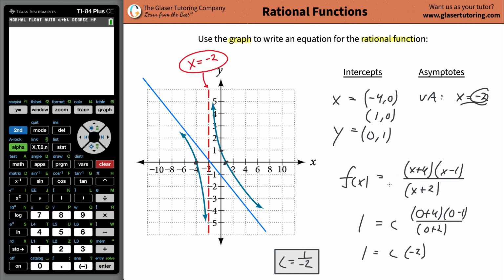So c, you're going to plug it in now. So it's negative 1 over 2, or 1 over negative 2. It doesn't really matter. And that's it. That's the function. That's all there is to it, ladies and gentlemen.